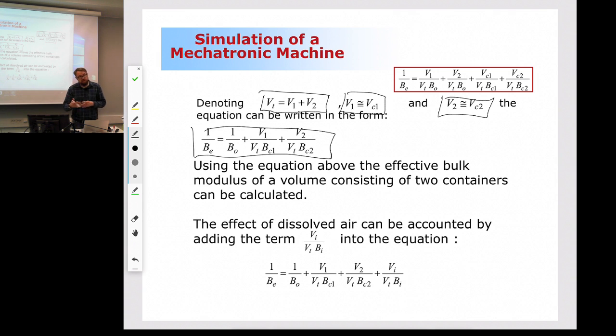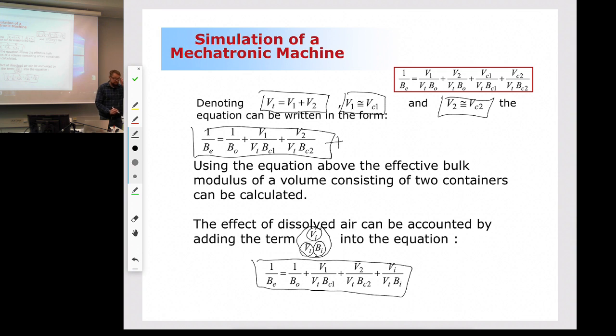Now, what comes next is a little bit out of the blue. In a similar way, I can account for the amount of dissolved air. I'm going to simply add one more component to this equation, with the same principle, except this time I'm accounting for the dissolved air. So I have here the volume of the air, then the total volume of the system, and this is the flexibility of the air. Once I have that, that's the equation of my effective bulk modulus.